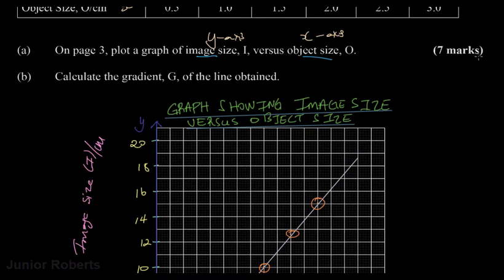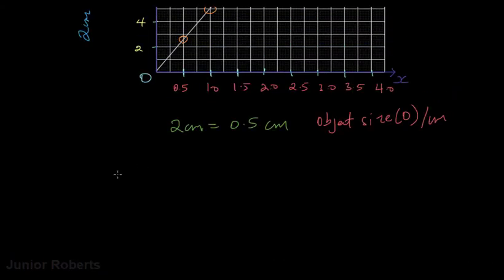The next thing they say we need to do is to calculate the gradient G of the line obtained. So let's work on doing that right now. We know that the gradient G will be equal to y2 minus y1 divided by x2 minus x1.